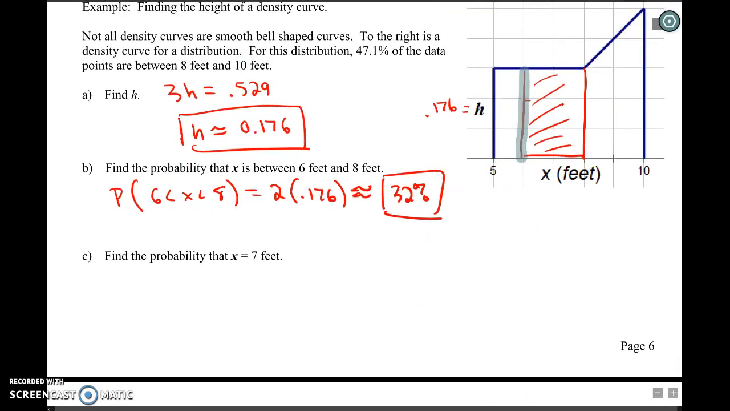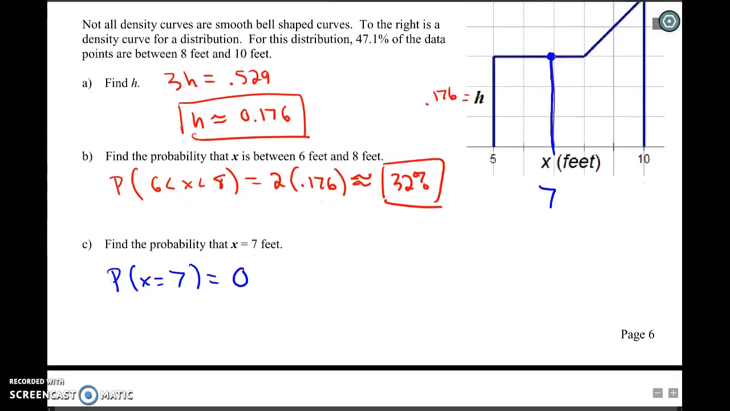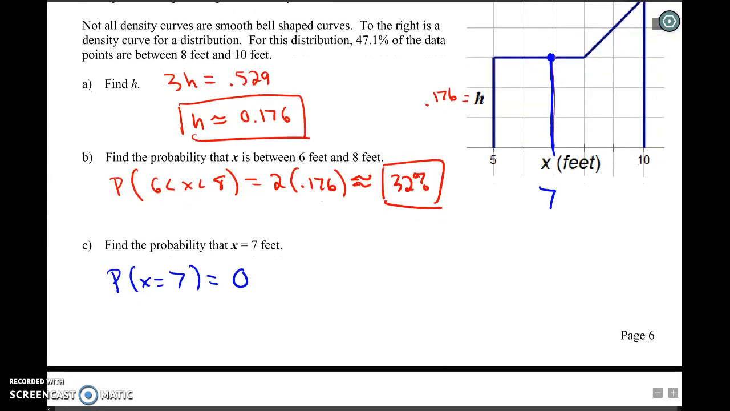Find the probability that x is exactly equal to 7. All right, so this is a little bit of a tricky question, kind of a theoretical question. 7 is right here. So I want the area below 7. Well, this is just a point, and as we know, points don't have any width, so the area underneath a point would be equal to 0. And this actually is equal to 0, if you can believe it. It might not sound sensible, but remember, this is a continuous distribution.